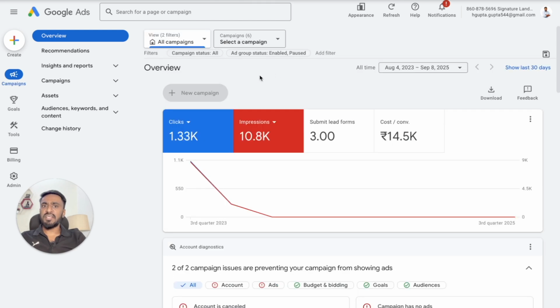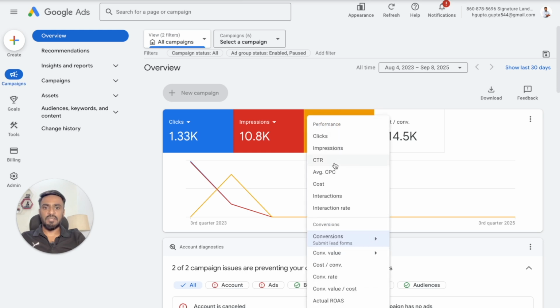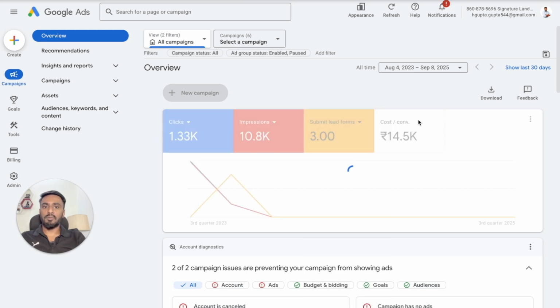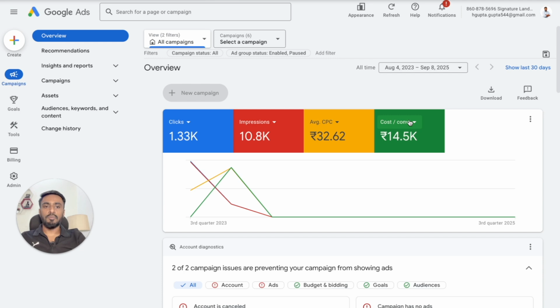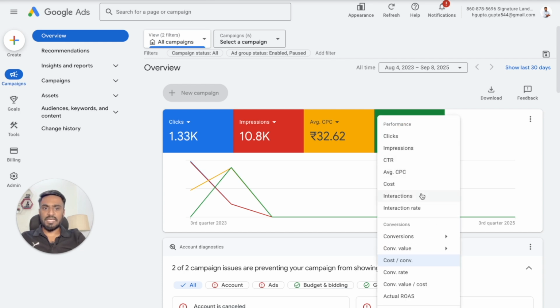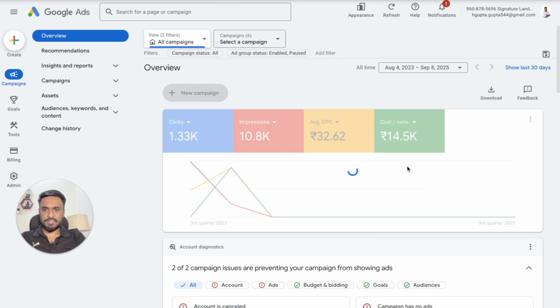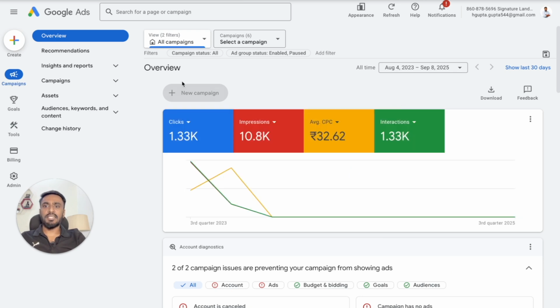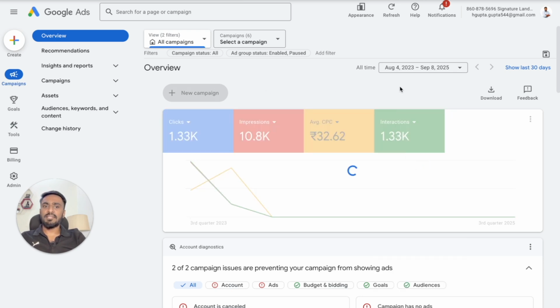Also, in this dashboard we can customize it according to our needs. We can change it to something else. Maybe if you want to see the average CPC, we can do the average CPC as well. If you want to put something else, you can put something else as well. For example, interactions. Interactions are generally nothing but the clicks. You can put something like CTR.